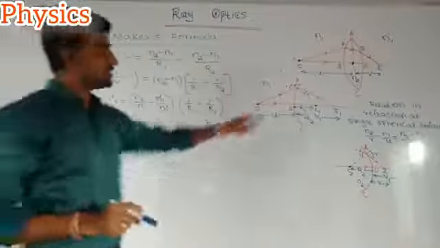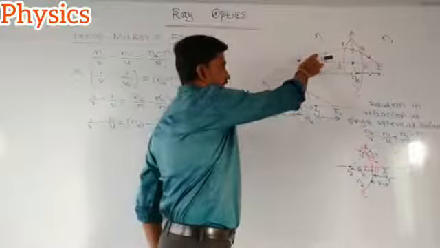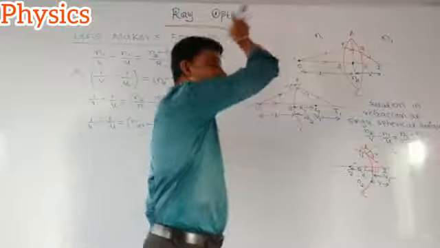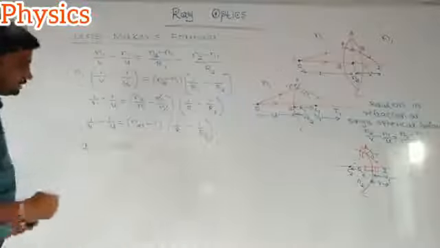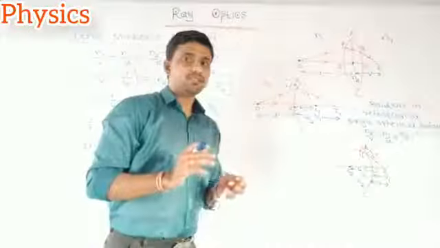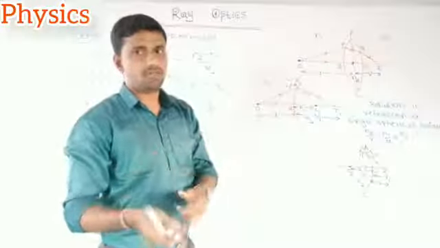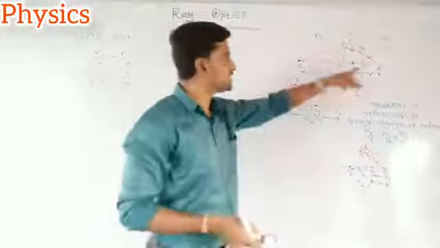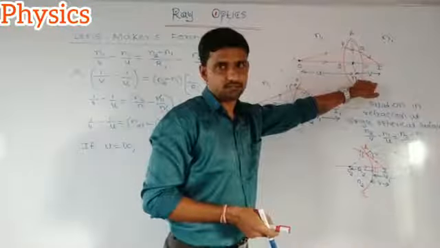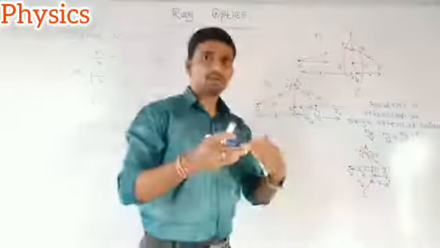Suppose that I place this object at infinite distance. So now it is at a particular distance, right? If I place this object at infinite distance, that means if u is equal to infinity, then all the parallel rays of light will meet at some point after refraction. And that point is nothing but the principal focus of this biconvex lens.